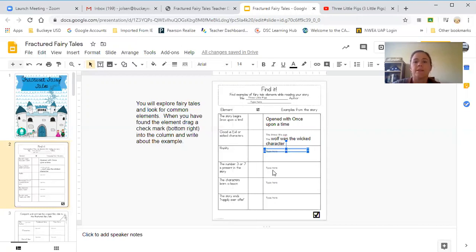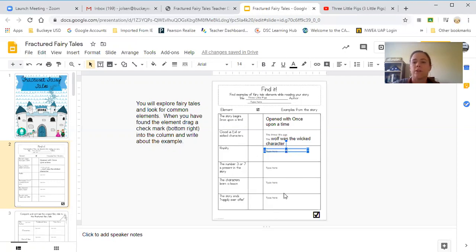And then I'm going to leave these last ones for you guys to fill in. Was the number 3 present in the story? Explain if yes or no. What lesson did the characters learn? If you go back to the very end, you can hear they said what lesson they learned, but if you know the story, you probably already know the lesson. And then did the story end with some sort of happily ever after? If they didn't say it exactly, was it similar?